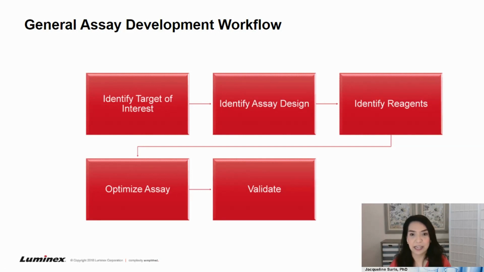So, obviously identify your target or targets of interest, figure out your assay design, identify your reagents, and then optimize your assay. I think definitely the critical steps are reagent identification, qualifying your antibodies, validating your antibodies, and then optimization, right? Making sure that everything is optimized correctly so that your assay doesn't fall apart, right? And then validation.